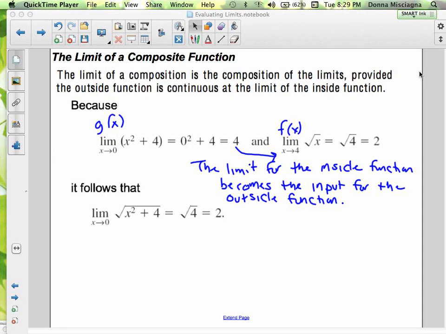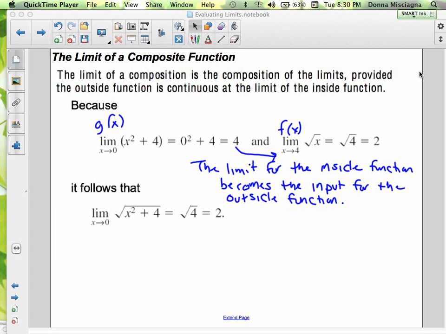Here we have the limit as x approaches 0 of x squared plus 4. If I plug in 0, I get 4. We're going to call that g of x. So the limit of g of x as x approaches 0 is 4. And I have another function, the limit as x approaches 4. Notice that the limit for the inside function becomes the input for the outside function. Now the limit was 4, so for the limit of f of x as x approaches 4, if I plug that in, I get the square root of 4, or 2.